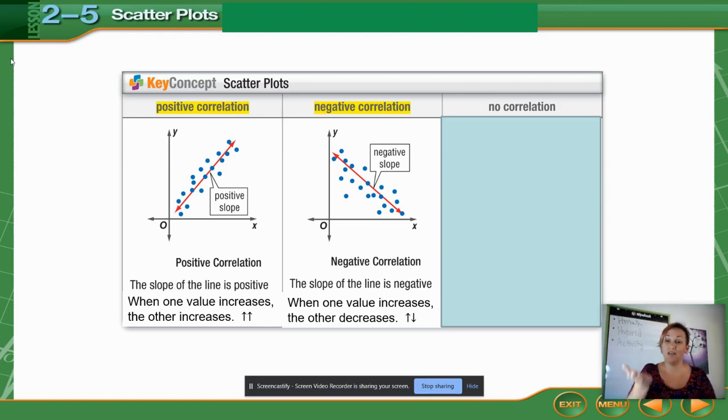So as one is increasing, the other is decreasing. Or as one is decreasing, the other is increasing. For our slope, that gives us one positive number and one negative number, and a positive and a negative gives us a final answer of a negative. So again, it's not that they're both decreasing, it's that they're moving in opposite directions. As one gets bigger, the other gets smaller.